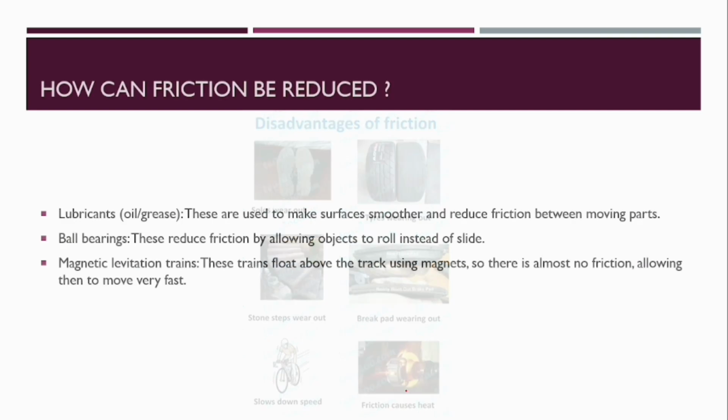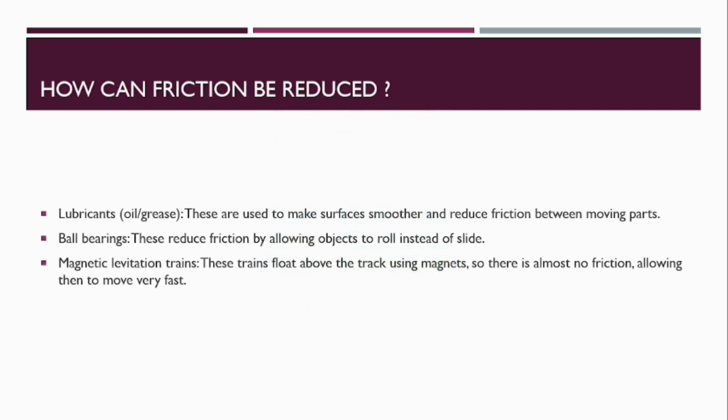But there is good news because we can reduce friction. We can simply reduce friction by applying lubricants. We can reduce friction by using ball bearings. And there are, of course, magnetic levitation trains, which are trains that use magnets. Because of the magnets, there is almost no friction and their speed is actually very high.